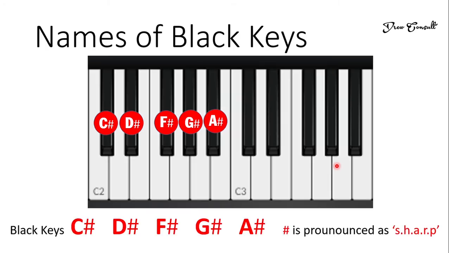Now to the black keys. We have 2 naming of the black keys. So this is C sharp, D sharp, F sharp, G sharp. Earlier on, you remember that this white key here is a C. When you move upwards, it becomes C sharp. This white key here is a D. When you move upwards, it becomes a D sharp. This white key is an F. When you move upwards, it becomes an F sharp. So this is how the black keys are named.